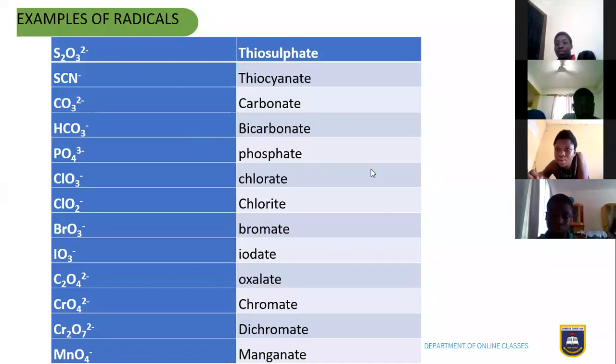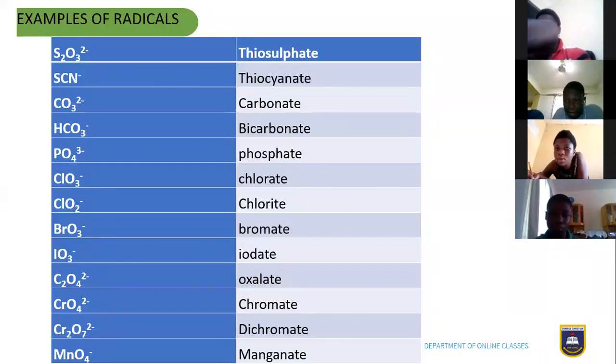Please, like I said, it's important. If you want to know writing of names or formula, or writing of formula of names, you need to know this very well. When I say carbonate, what's the formula for carbonate? CO3 2 minus. You should be able to tell me CO3 2 minus.